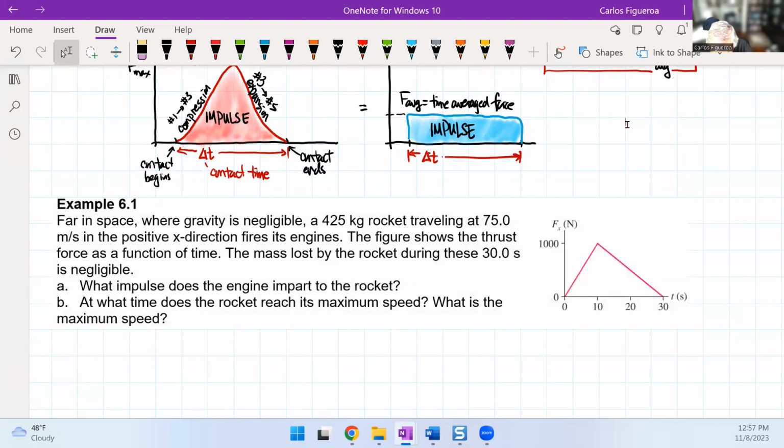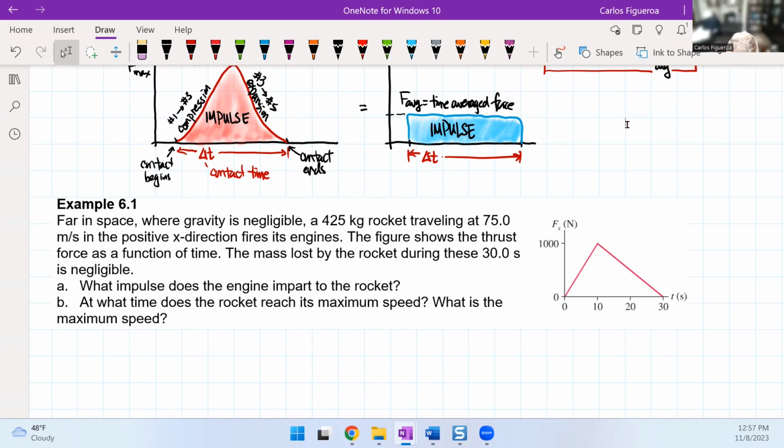They actually called it a thrust curve, the thrust curve as a function of time. So a thrust curve means that you're plotting force versus time. The mass lost by the rocket during these 30 seconds is negligible.